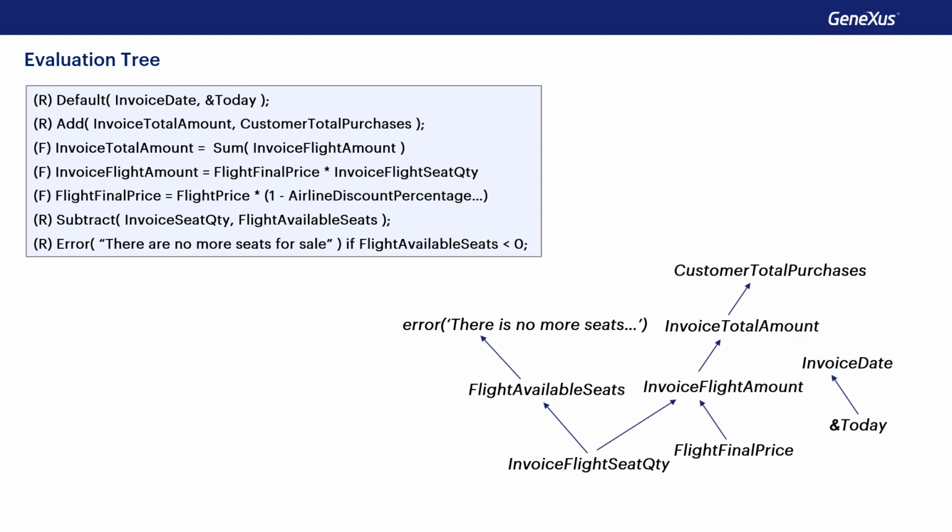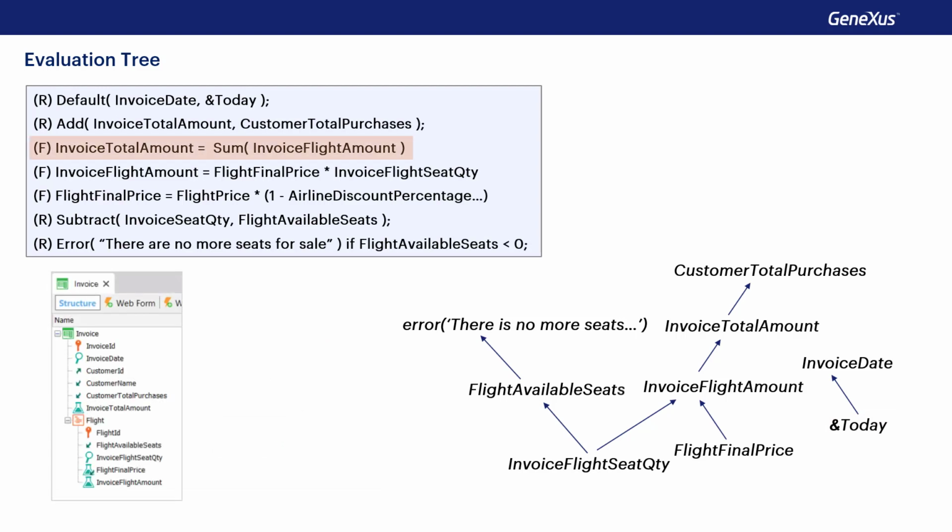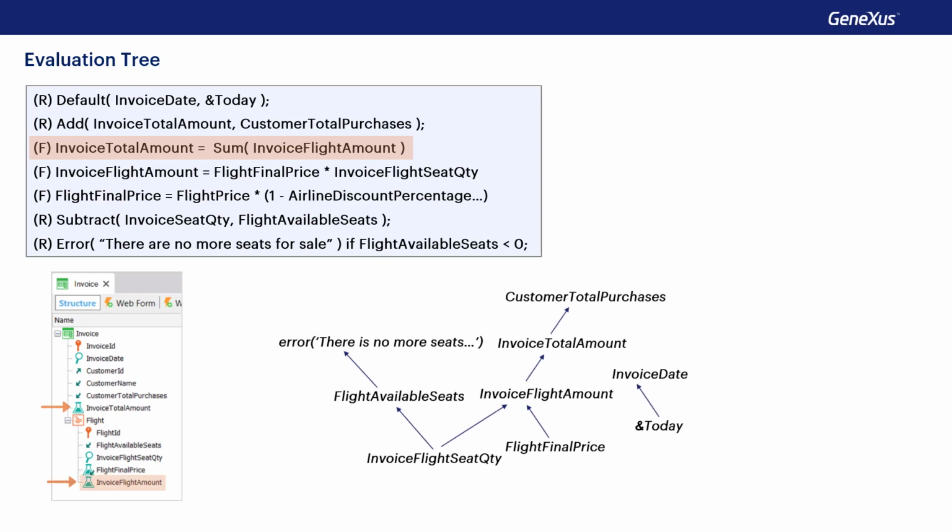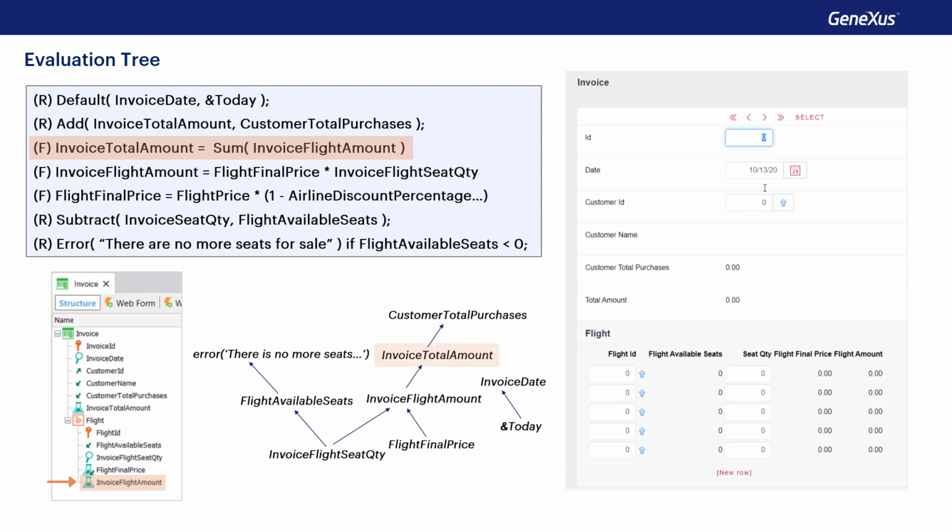Let's think about what happens with the formula of the first level. Invoice total amount, which is the sum of a second level attribute. Since the sum formula needs only the invoice flight amount attribute, it'll be triggered for the header even before the first line could be entered, giving 0. But then as we enter lines, it'll be triggered again for each one.